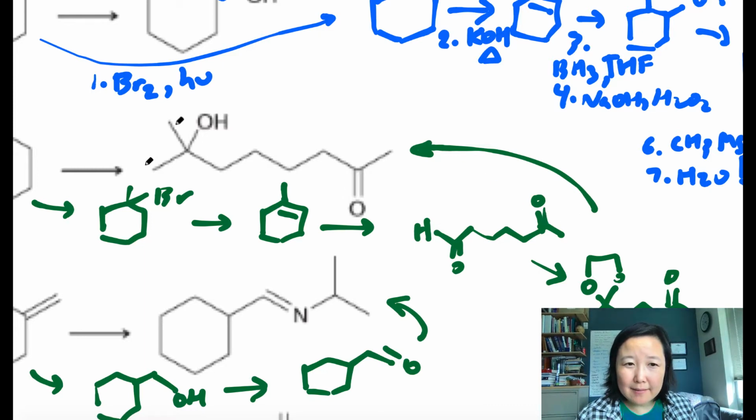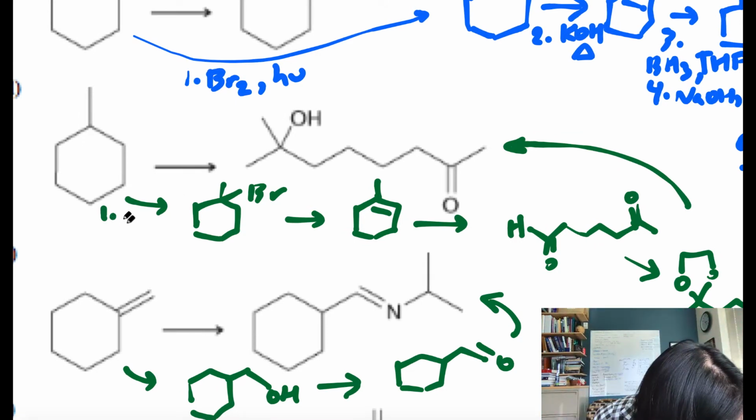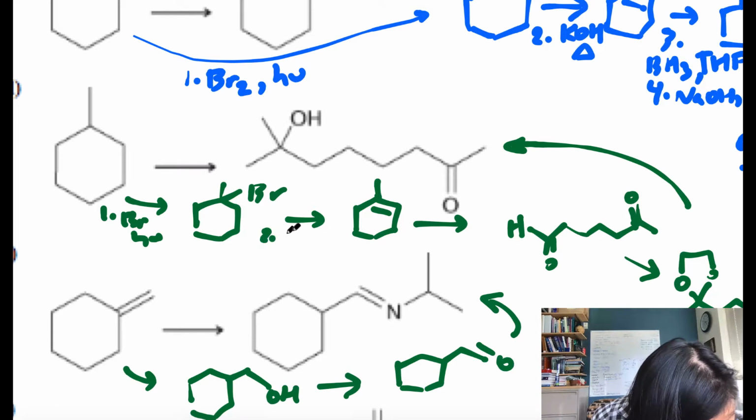Then I'll add a methyl group to that ketone, so I end up with this, and then I'll deprotect it and I can add to my aldehyde on the other side. Okay, so here's how I do that. First step is Br2 and heat or light. Second step is NaOH and heat.